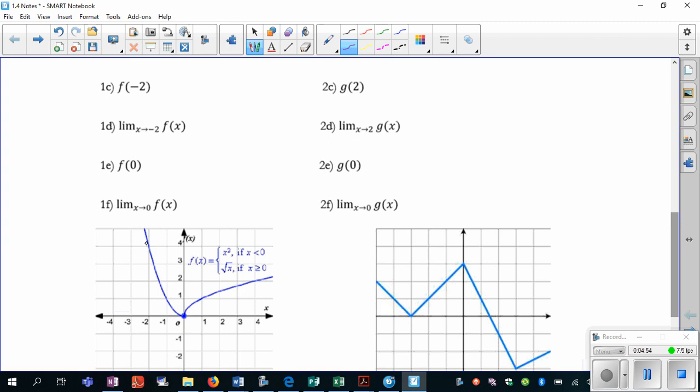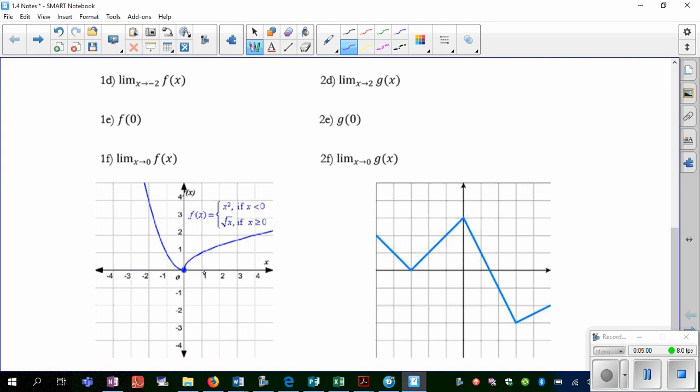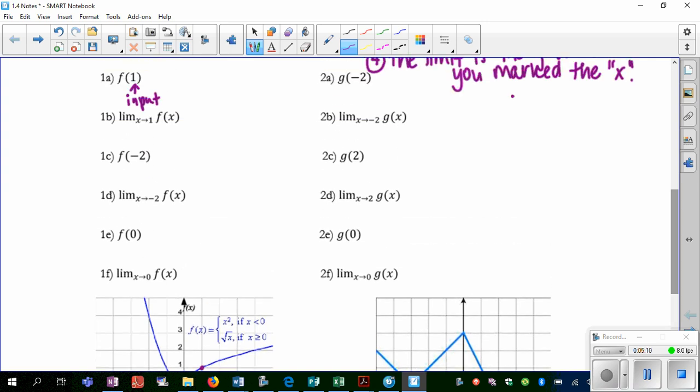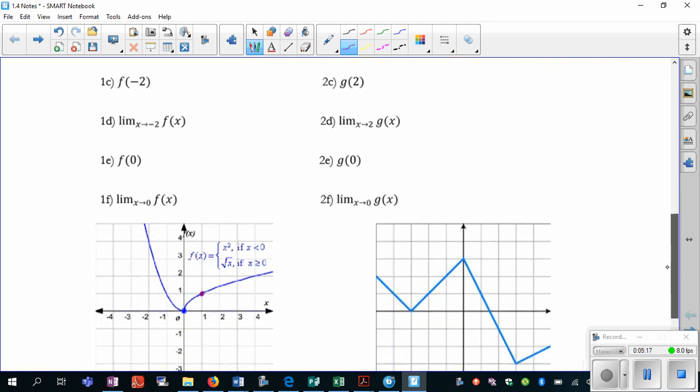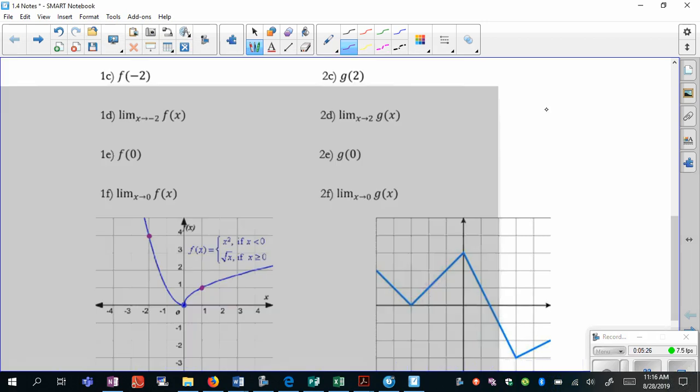I'd go to my graph, and here's my function. This is function f of x, this blue. If I have an x value of 1, what's the y value? Well, the y value has to be a point on the graph, which happens to be 1 as well. So the output is equal to 1. If I look at part C, if the input is -2, so x value is -2, what's the y value? I go up to the y value, it's at 4. So that equals 4.